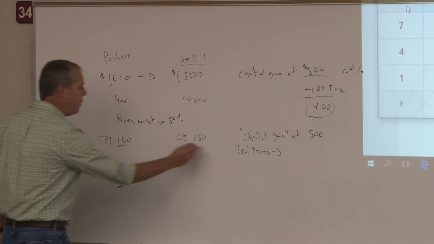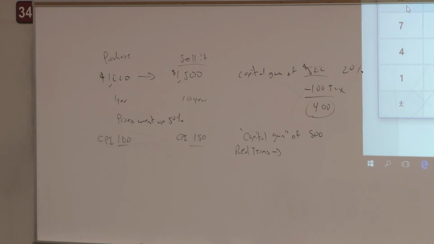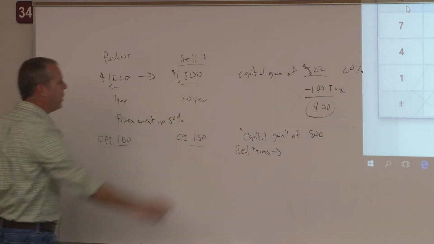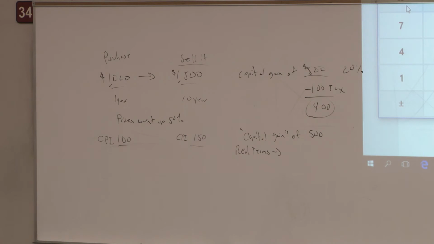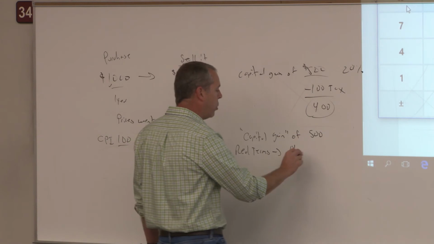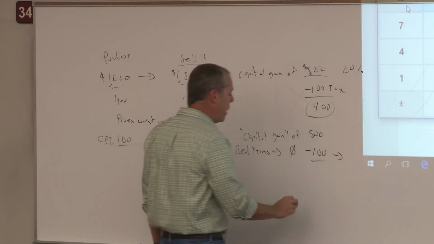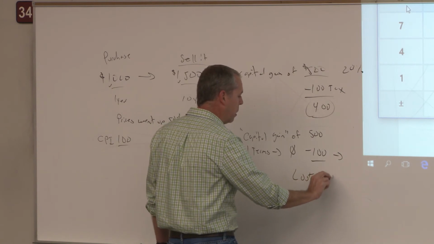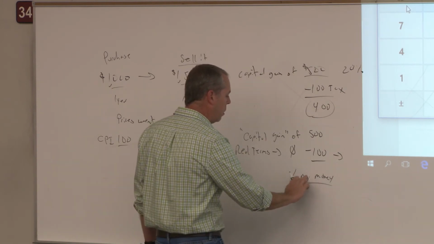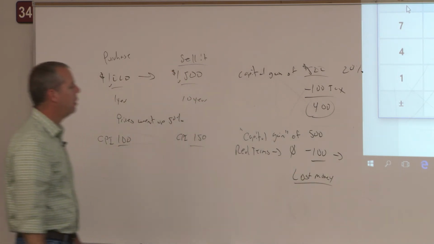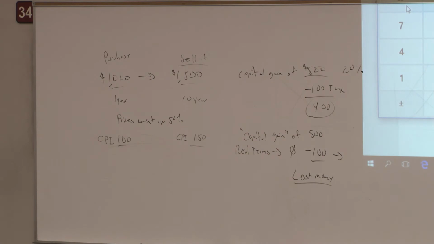If prices go up 50% over this 10-year time frame, and I bought this for $1,000 and I'm selling it for $1,500, in 10 years' time, $1,500 buys what $1,000 bought 10 years ago. Would you lose money? That's exactly right. So in real terms, your gain is zero, but you're going to have to pay a tax of $100 on it, meaning that you actually lost money. If people know this, what are they going to do? They're going to not invest, not buy the bond, not build the factory, not do whatever.